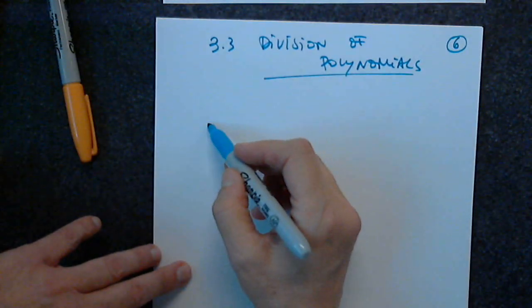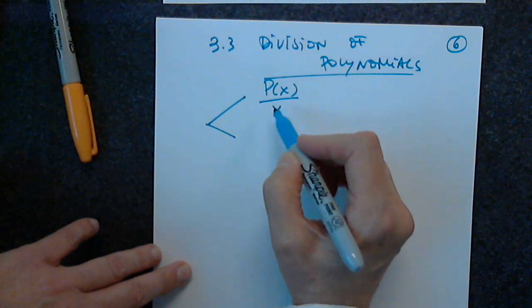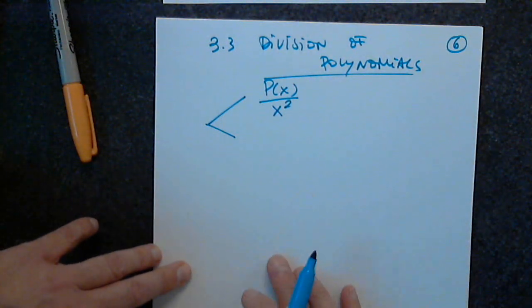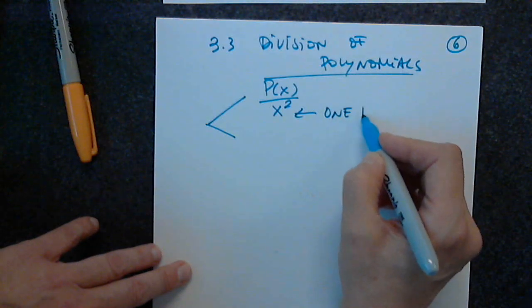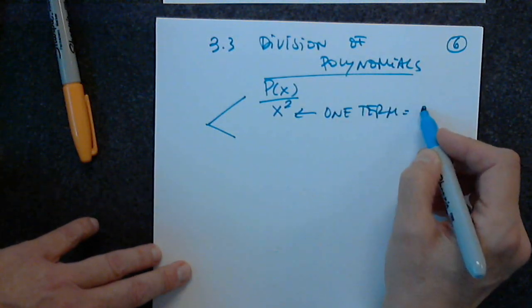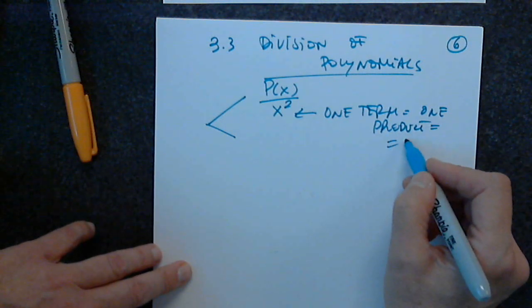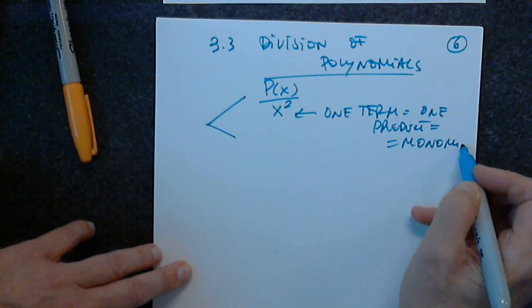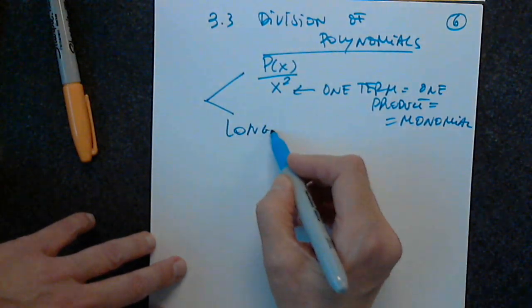Here I'm only going to address when we divide a polynomial by one term, like let's say x squared is an example. One term, one product, called a monomial. And then we will look at the long division.